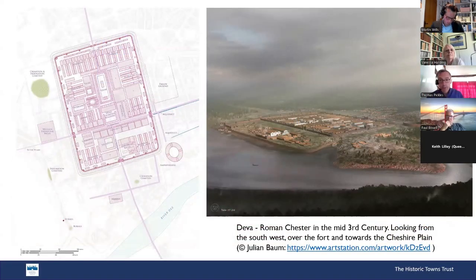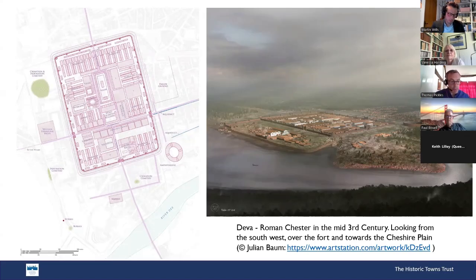Chester, as a lot of you will know, has its origins in a Roman fortress named from the river Deva. You can see it here on Giles Darkes' fantastic plan overlain on the city, which sits on the reverse of the map. And you can see it too in Julian Baum's excellent reconstruction as it would have looked in the mid-3rd century and showing that topographical location.